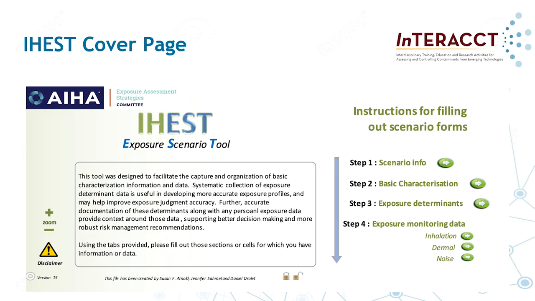This image is the cover page of the IHEST tool. The tool has 4 steps. Step 1 gathers information about the workplace exposure scenario. Step 2 gathers basic characterization information. Step 3 gathers exposure determinants. And Step 4 gathers the results of exposure monitoring data, including those related to inhalation of airborne contaminants, dermal exposure to contaminants, and noise. The exposure determinants that I have discussed in this module are gathered in Step 3, but also in Step 2.